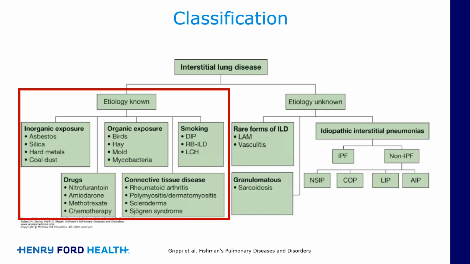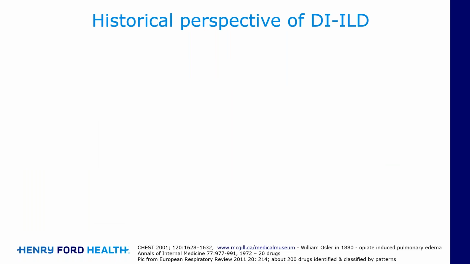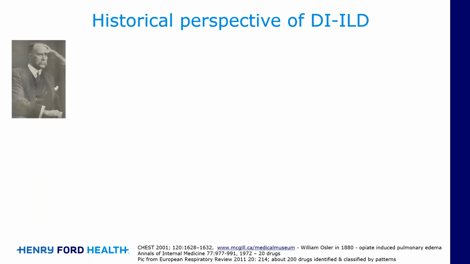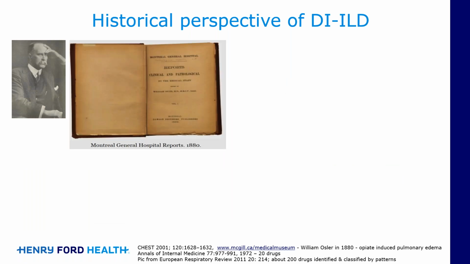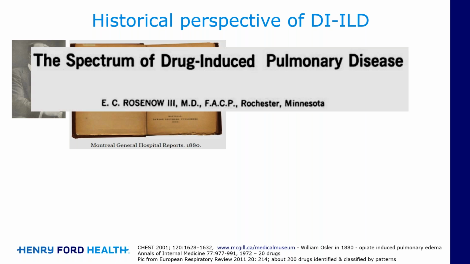Focusing on this big category of interstitial lung diseases secondary to a known cause, we have things such as connective tissue diseases, asbestosis, and silicosis, which form a broad category of pneumoconiosis, hypersensitivity pneumonitis, and drug-induced ILD is another important category within this subgroup. Talking about a little bit of a historical perspective, one of the earliest mentions of drug-induced lung disease was by William Osler in the 1880s in the Montreal General Hospital reports, when he first described opiate-induced pulmonary edema as a manifestation of drug-induced ILD. Moving forward a few years, this is from the 1970s.